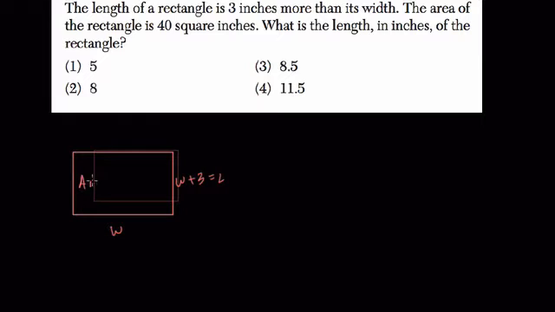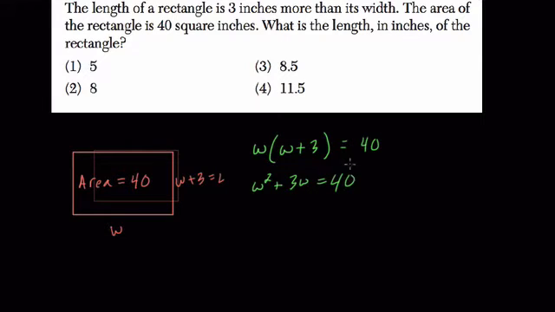We're also told the area is 40, and our goal is to find the length. Okay, so this is going to be an interesting problem because first we have to find out what's the value of w, because w times w plus 3, in other words, the width times the length is the area, and the area is 40. So here I distribute the w, so w times w is w squared, plus w times 3 is 3w, that equals 40.